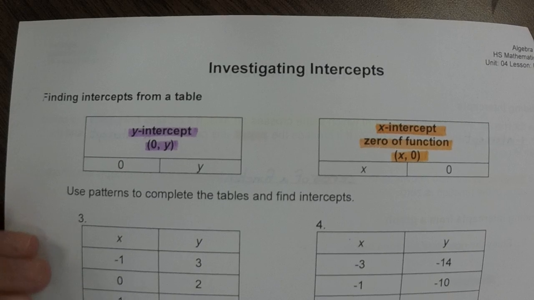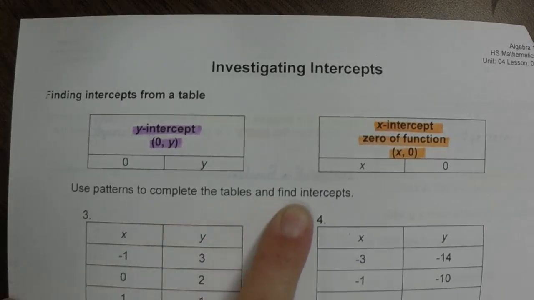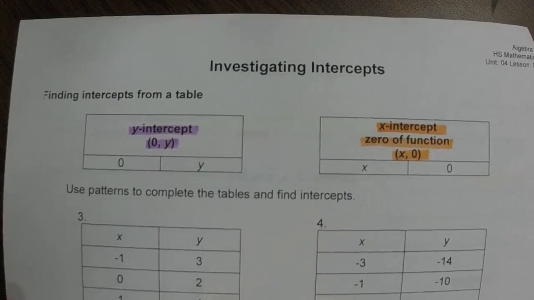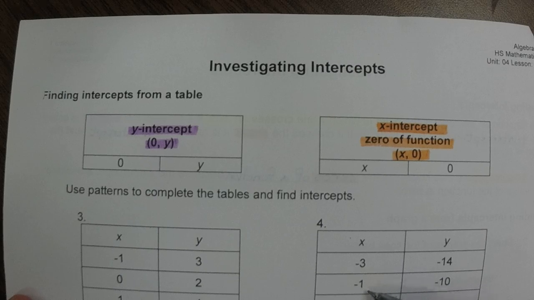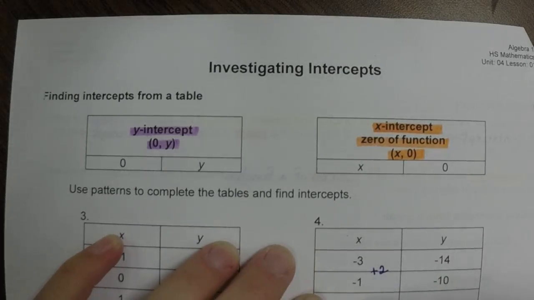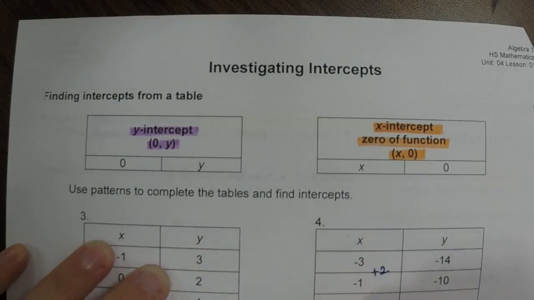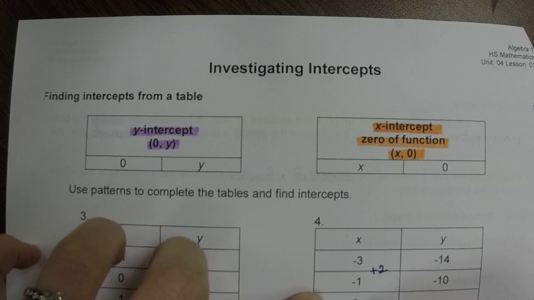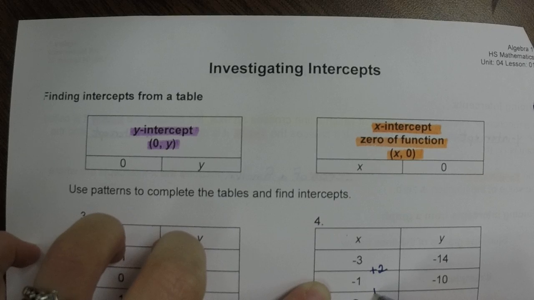I'm going to leave number 3 for you to do, but it says use patterns to complete the tables and find the intercepts. So here, I go from -3 to -1, so I jumped up by 2. But if I was trying to get to a 0, which is what I'm trying to find since I'm looking for the intercepts, I would want to put my 0 here. Going from -1 to 0 is only jumping 1 step.